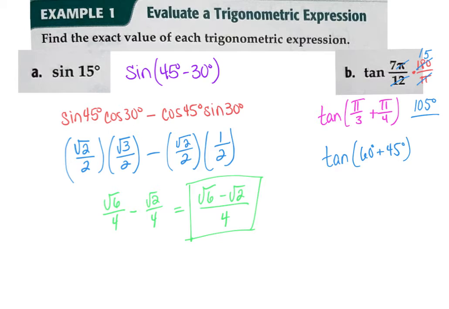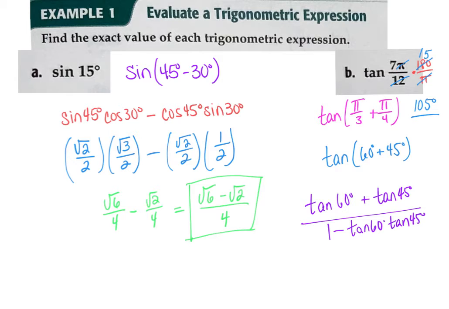All right. And so if we actually take my tangent sum formula, it says that if I have a tangent sum, I'm going to do the tangent of the first one plus the tangent of the second one over, since this is a sum, 1 minus on the bottom, tangent of the first one times tangent of the second one. All right, and then we have to do our tangents.